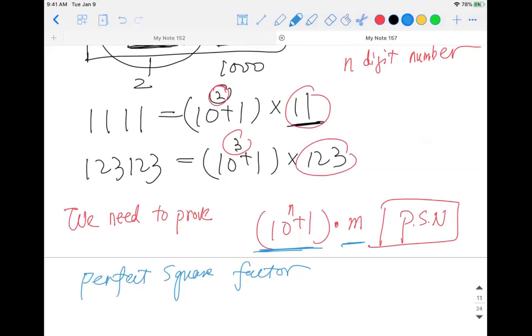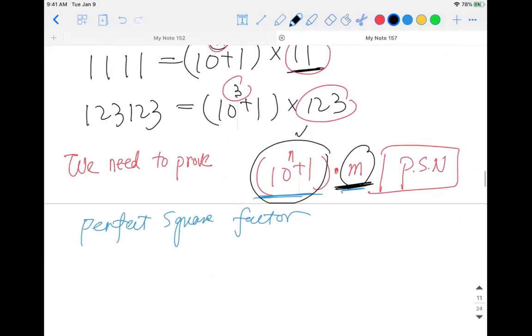Okay, this expression only has two terms. One is 10 to the power of n plus 1. This is something we are kind of okay with. The other one is m. M is totally whatever number, right? To make sure, we want to do some analysis, so let's have some quick discussion. Because the perfect square number must have the perfect square factors. These perfect square factors might come from here, might come from here, or might be shared between here and here, right? These are only the three possibilities. It won't have anything else.